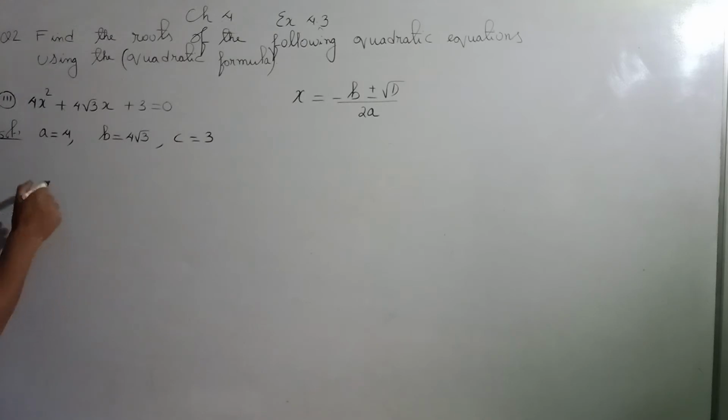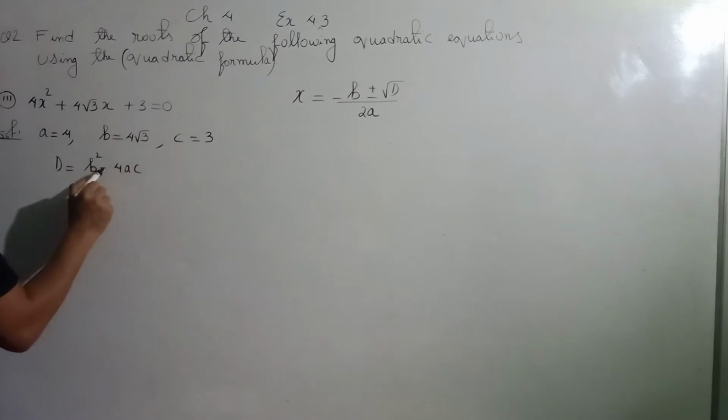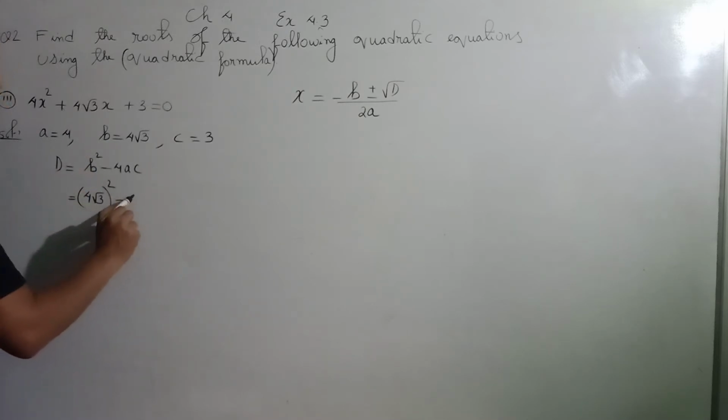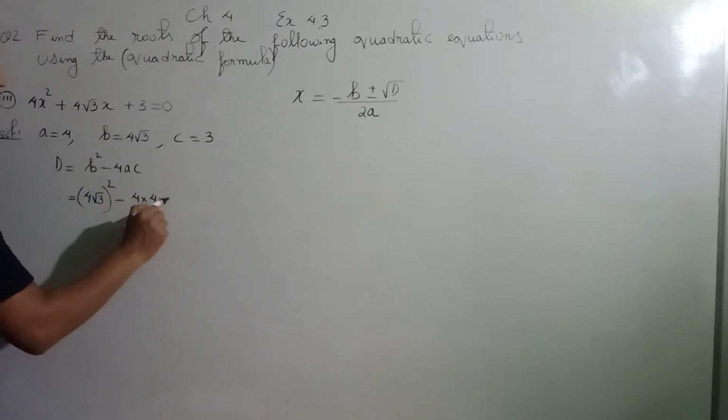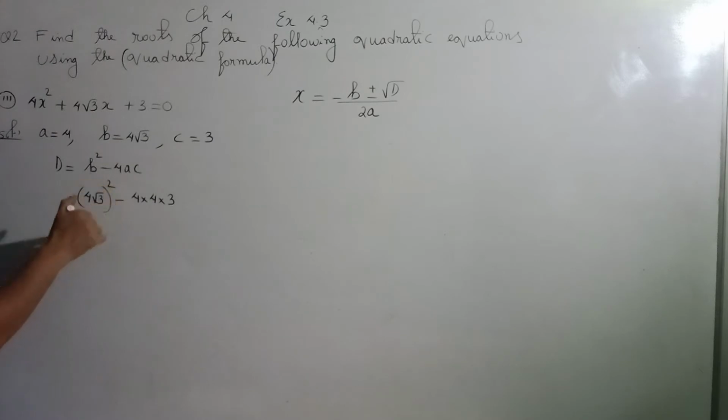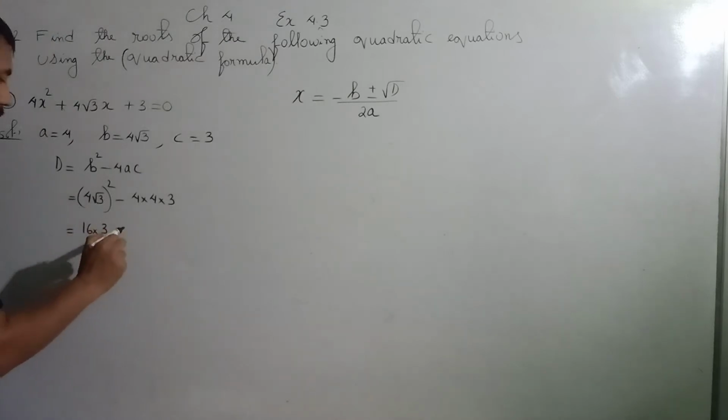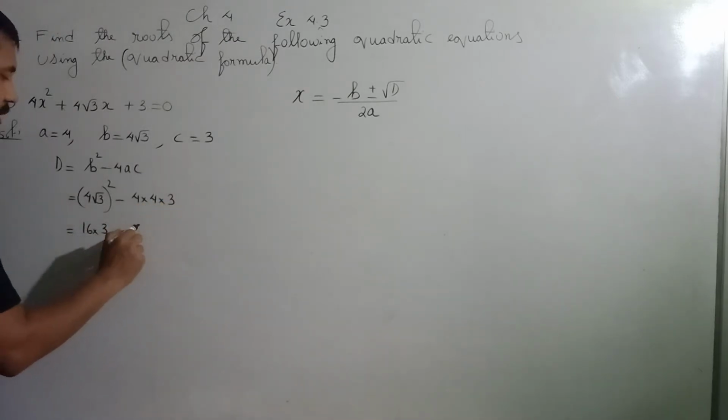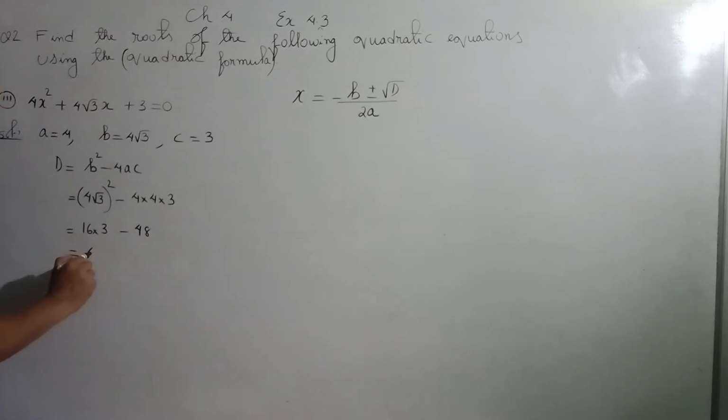So let's find out the discriminant. Discriminant is given by b squared minus 4ac. The value of b is 4 square root of 3, and then we have square, so holding square, minus 4 times a is 4 times c is 3. 4 square is 16 times square root of 3 square is 3. Square and square root cancel out each other, so we have 3. 4 times 4 is 16, 16 times 3 is 48. 16 times 3 is 48 minus 48, which is equal to 0.